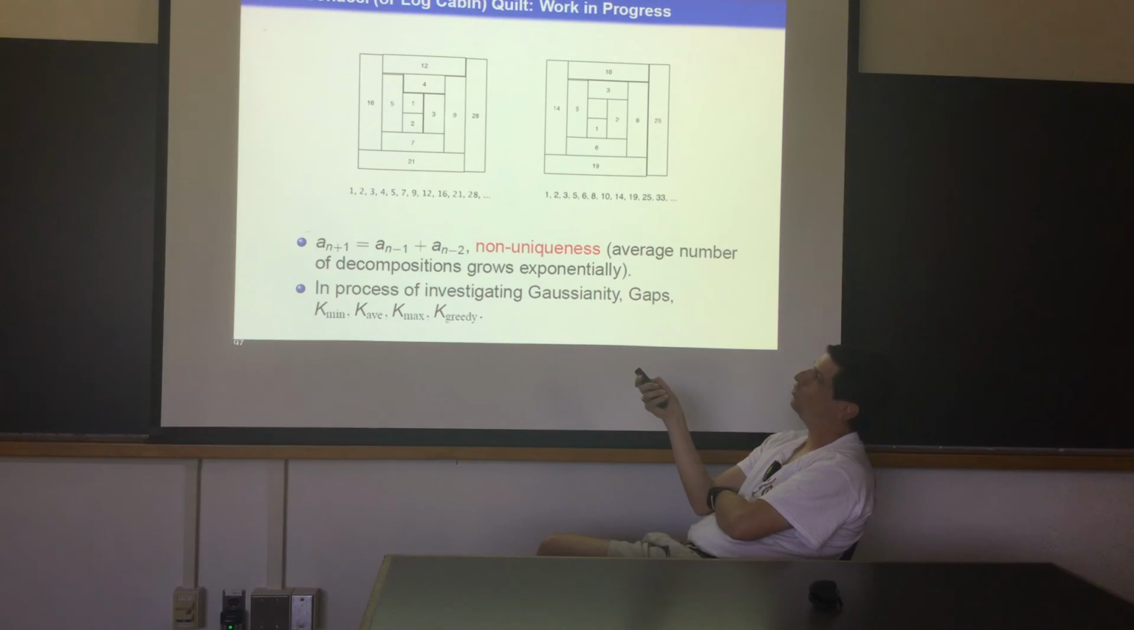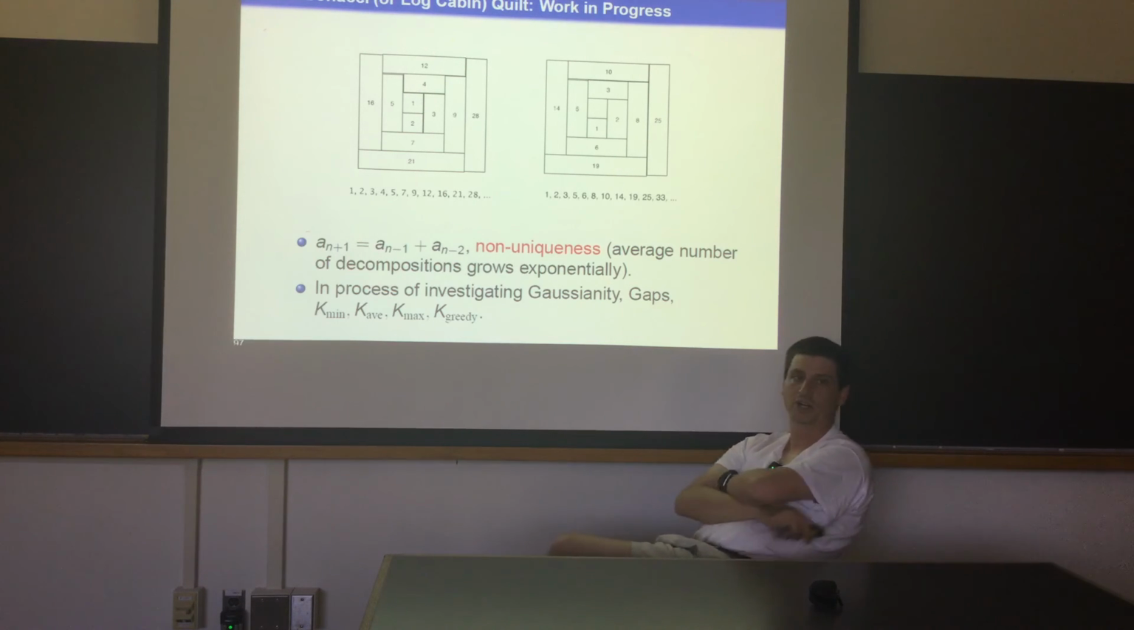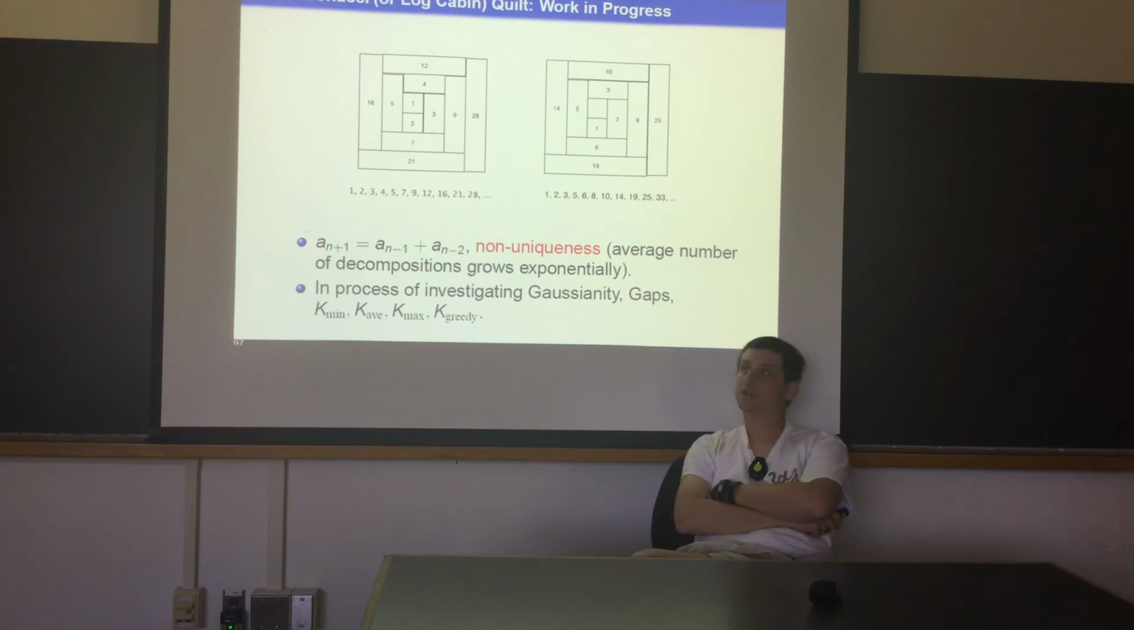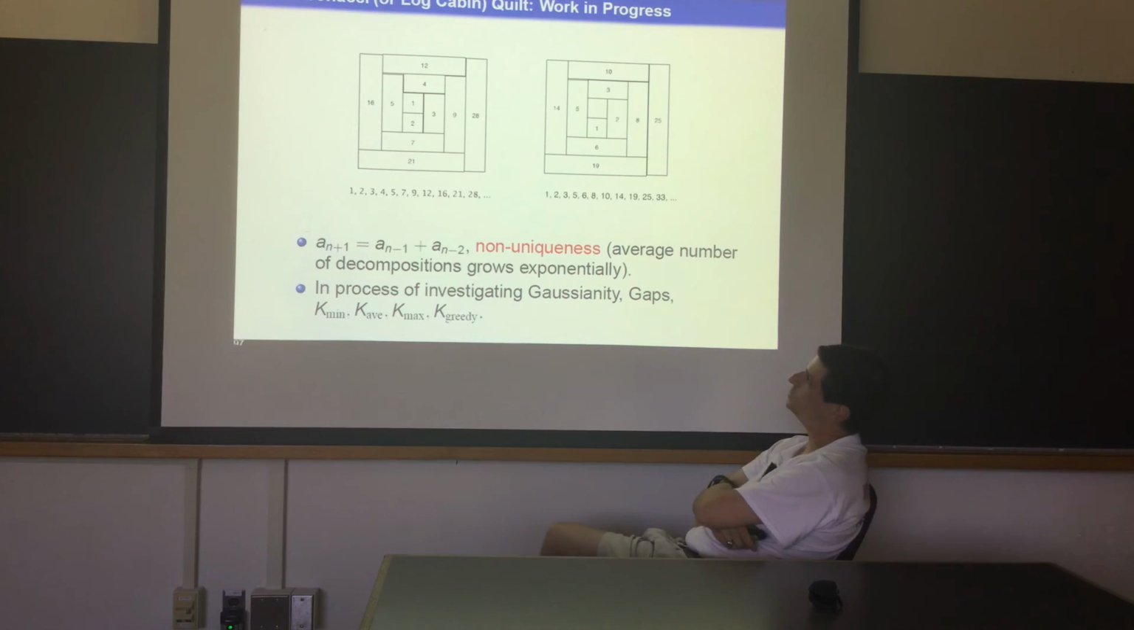So I'd start 1, 2, 3, 4, 5. Can I get 6? Yes. 4 plus 2. Can I get 7? No. Can I get 8? 5 plus 3, yes. Can I get 9? No. Can I get 10? 9 plus 1 is 10. Can I get 11? 9 plus 2 or 7 plus 4. So we see that we've lost uniqueness. Then I get 12, 16, 21, 28.